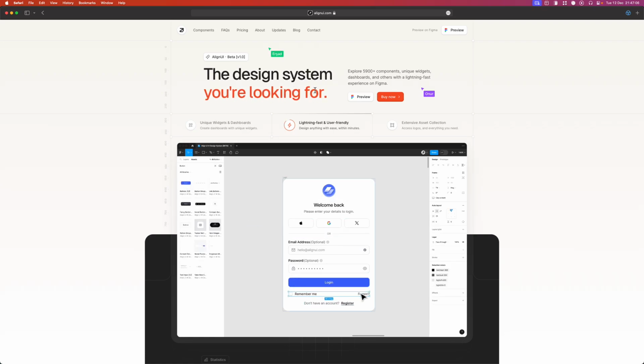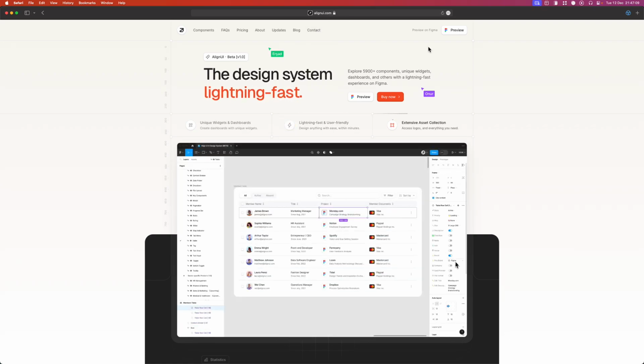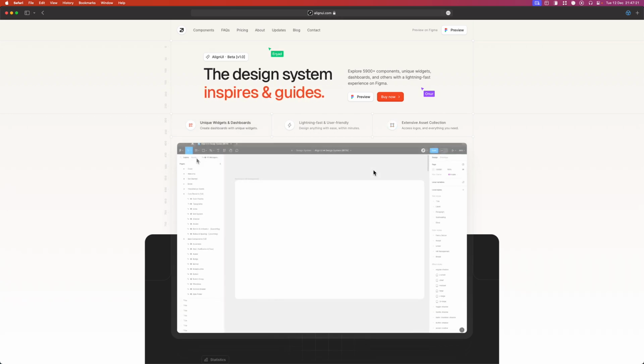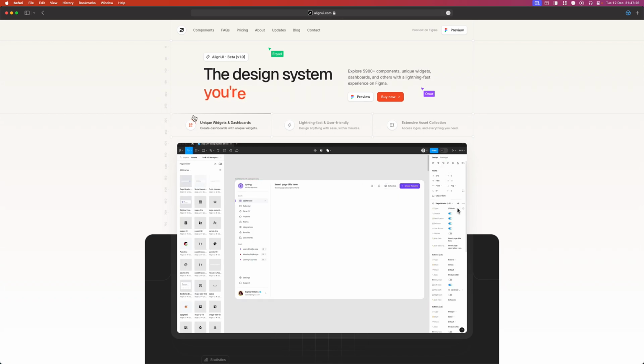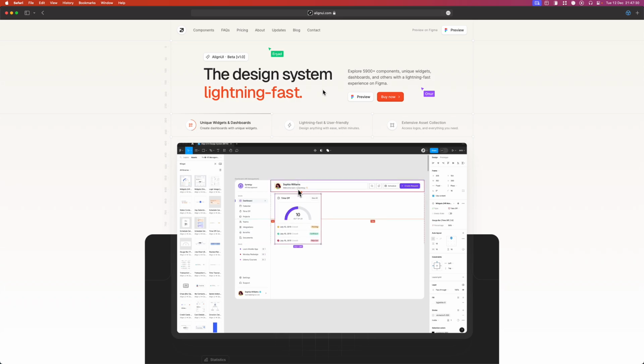This is the AlignUI website at alignui.com. The first thing that jumps out at me are these sort of corner elements and the lines. They're really hinting at the visual language of, well, Figma in this case, but design software. And so that's a nice way to add structure to the page and represent the concept of the product.